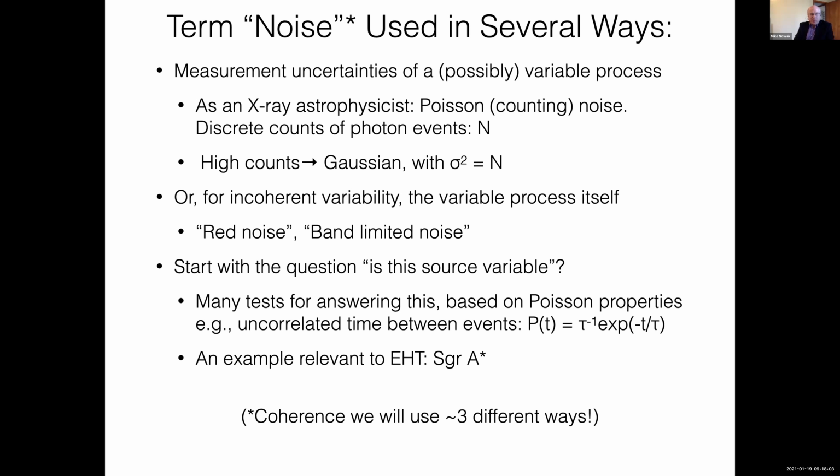And the average of this is you have an average waiting time of tau, but you can have events that occur closer to each other than that, or several times longer than that. I'm going to give you an example relevant to the Event Horizon Telescope, the example of Sagittarius A*, the supermassive black hole at the center of our galaxy.